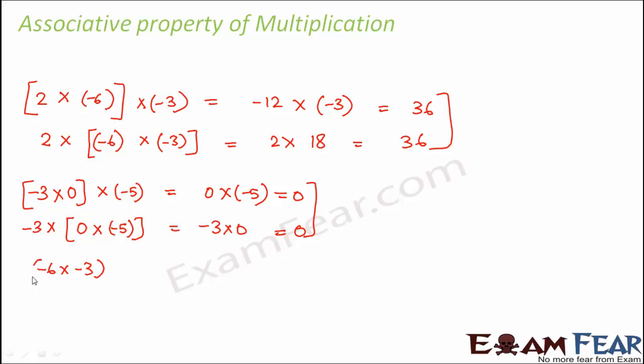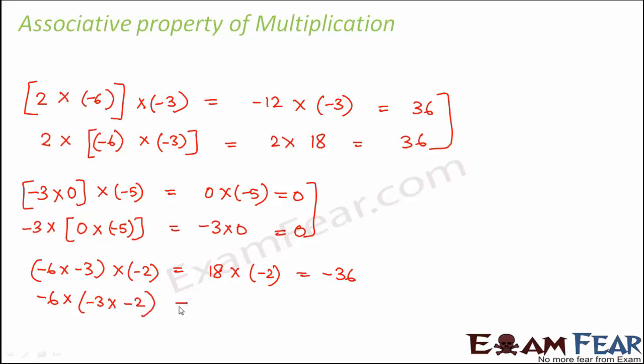Minus 6 into minus 3 multiplied by minus 2. So this is equal to 18 multiplied by minus 2, which is equal to minus 36. Now here let's say minus 6 multiplied by minus 3 into minus 2. So this is equal to minus 6 into 6, which is equal to minus 36. So in this case also both the values are the same.